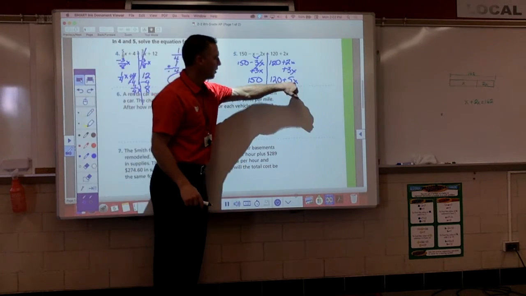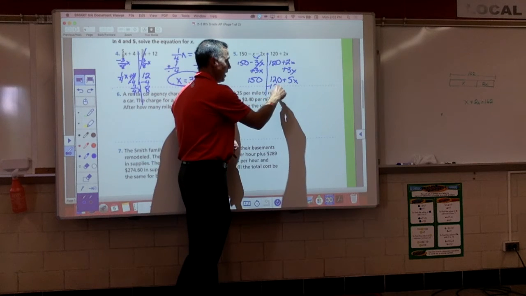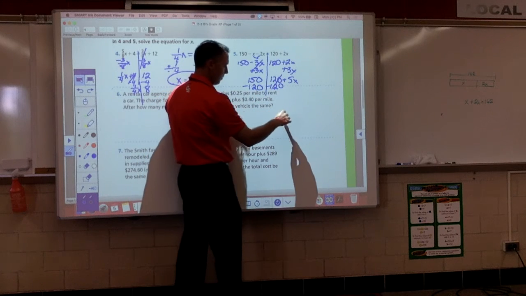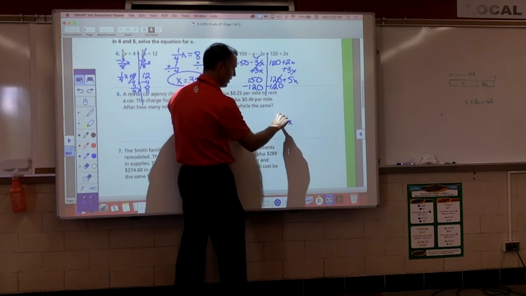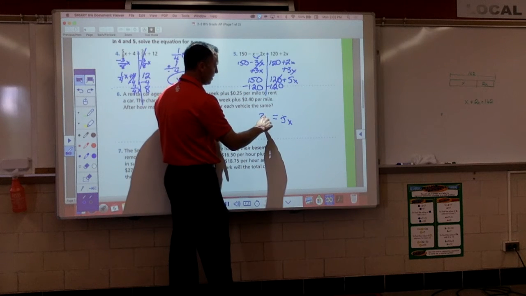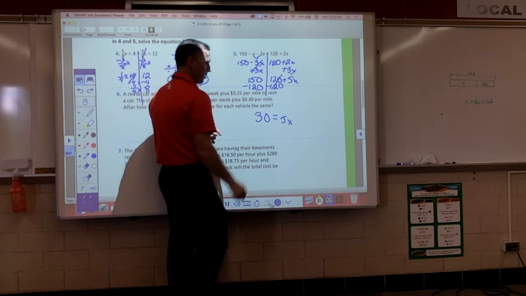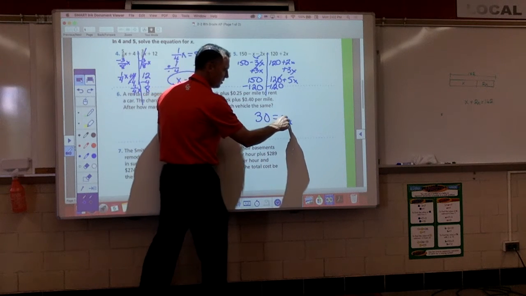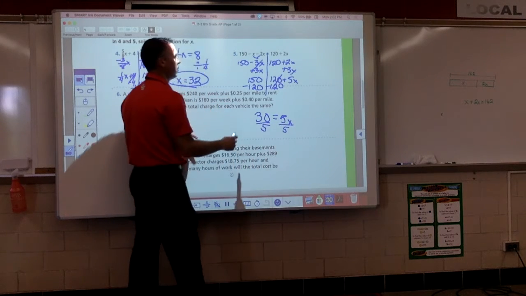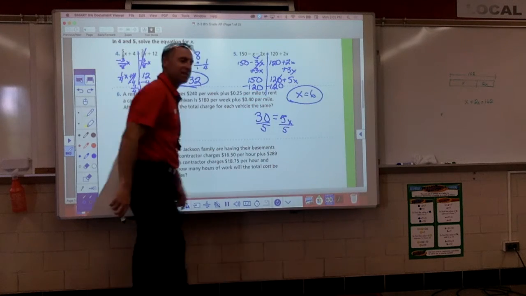Next step, here's my variable term with the constant. Got to get rid of it. Opposite of it, we subtract 120. That will leave me, and I'm going to write it down here, 5x equal to, well, 150 minus 120 is, whoa, that's the ugliest 3 I've ever seen, folks. 30. Last step, divide by that coefficient. So we divide by 5, and folks, x is equal to 6.